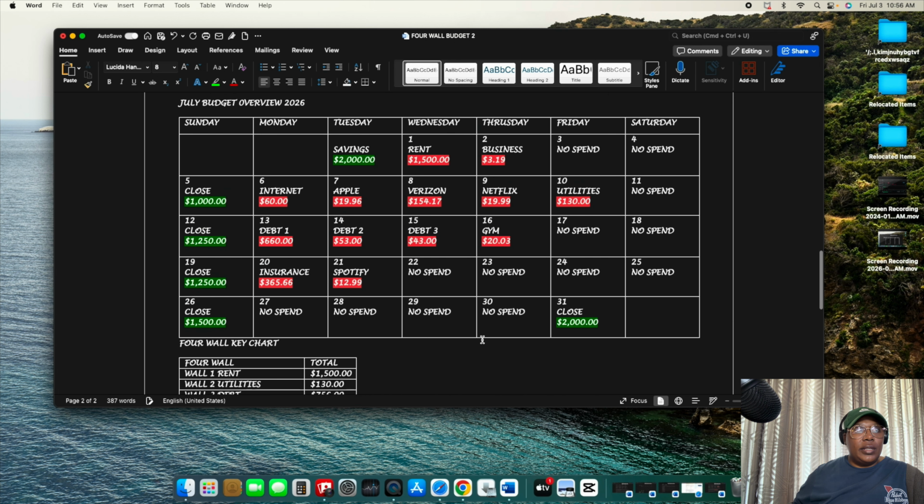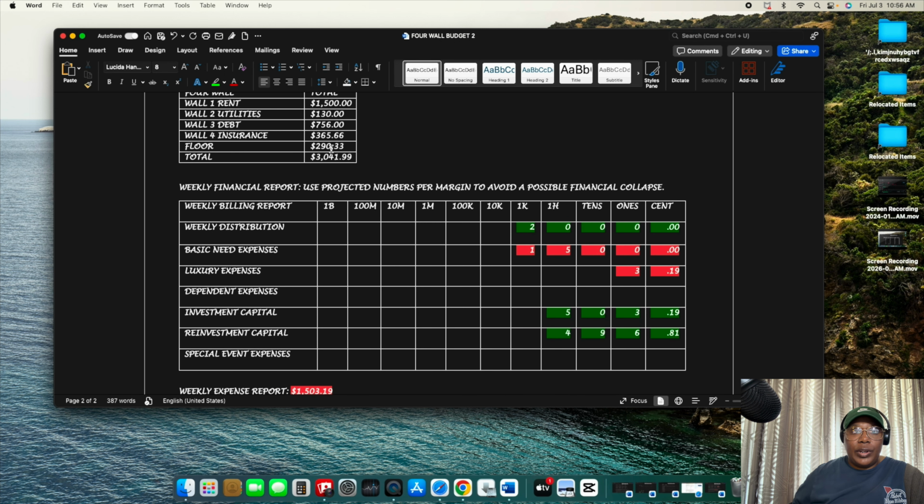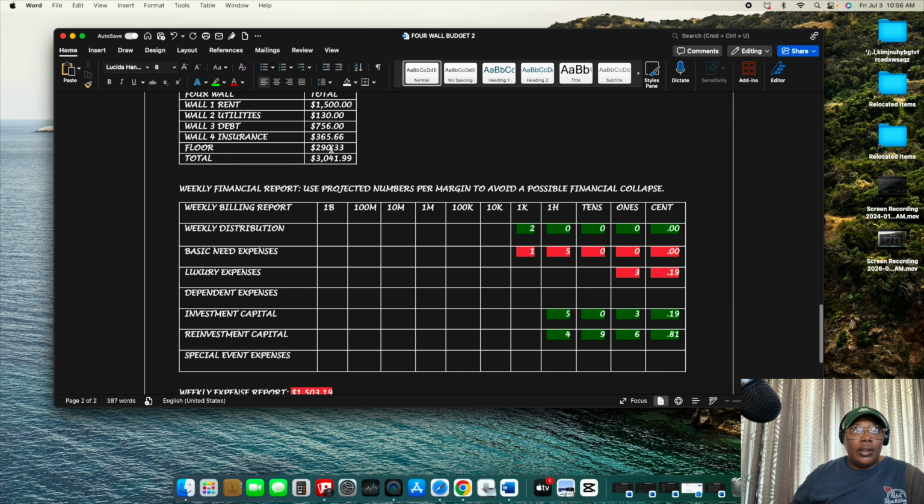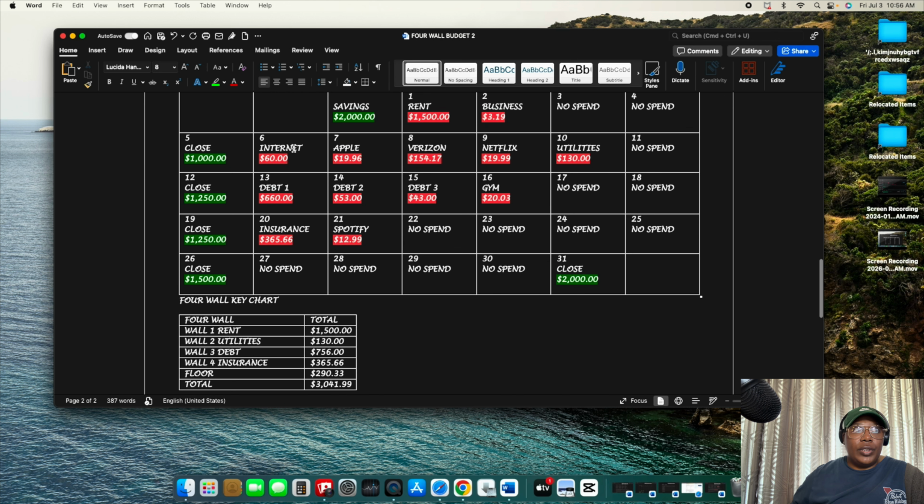So this extends whatever clarity that was needed in regard to the report or data that was generated from this overview. We started off with 2,000. We subtracted the 1,500 for rent, the $3.19 business expense. We had no spends. We had a rollover savings of $496.81. And we needed to generate an additional $503.19 in order for us to close on the 5th with $1,000.